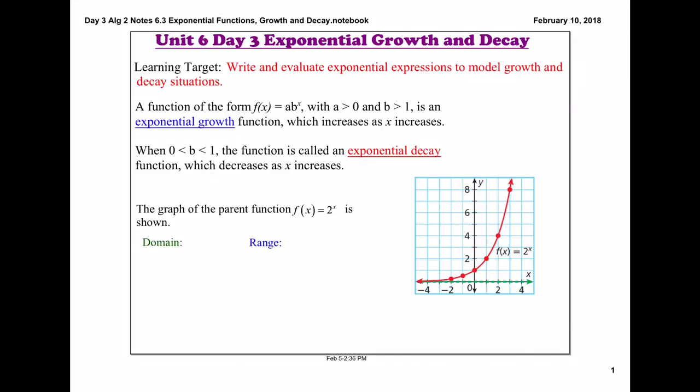Unit 6, Day 3, Exponential Growth and Decay. Today we are going to write and evaluate exponential expressions to model growth and decay situations.